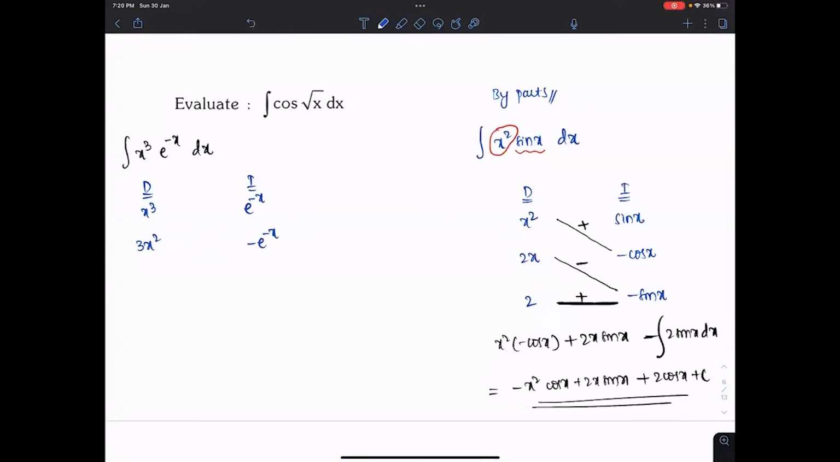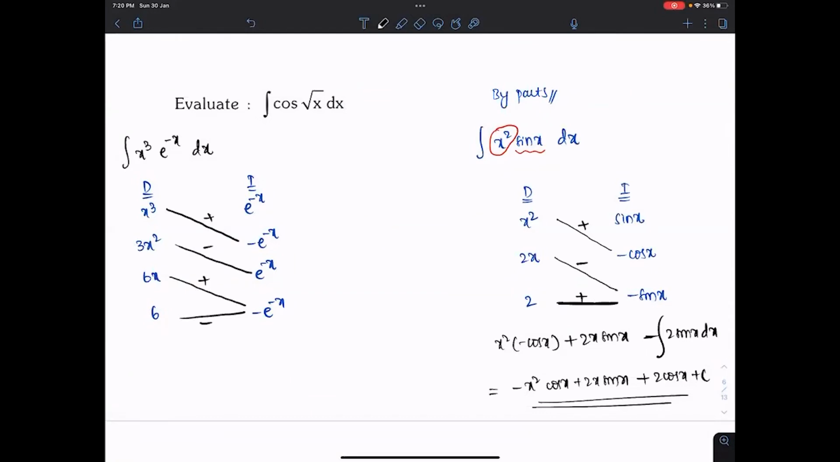Again you have to do by parts only. So continue: 6x here, minus e power minus x... I mean, x into e power minus x we can't integrate directly, so continue. 6, and minus e power minus x. This product 6 e power minus x, can we integrate? Yes. So stop. Now just connect starting from here, cross lines, and the final one is the horizontal line. Now do plus, minus, whatever is there.